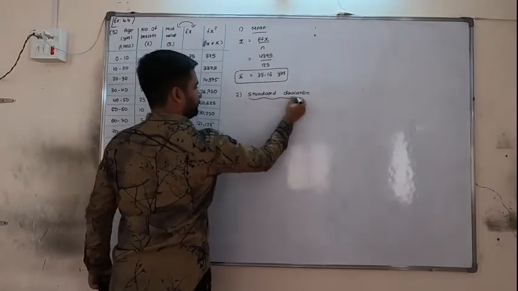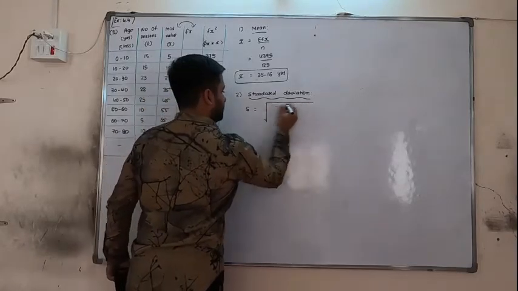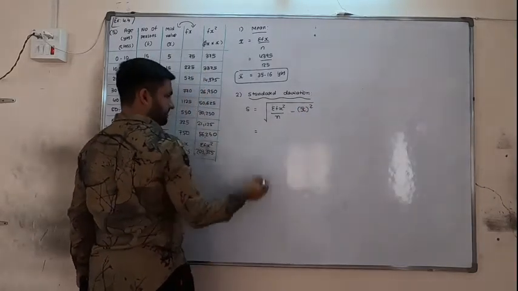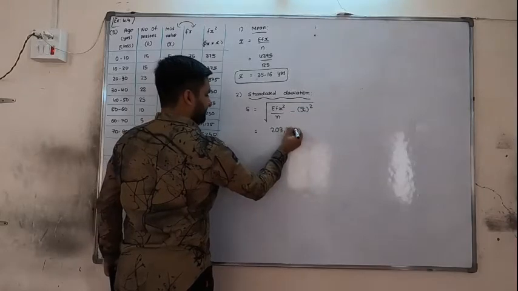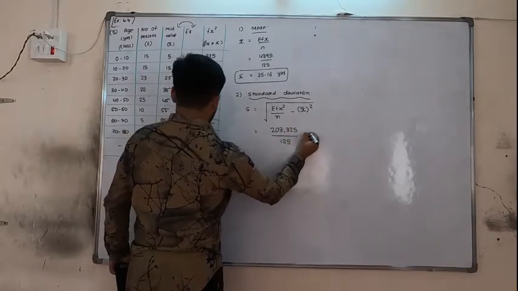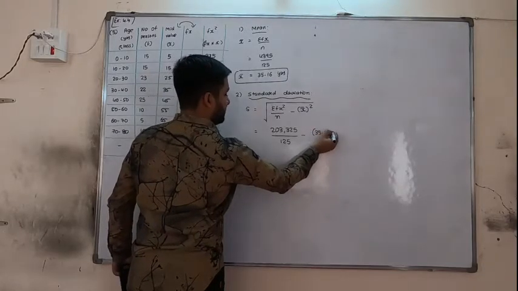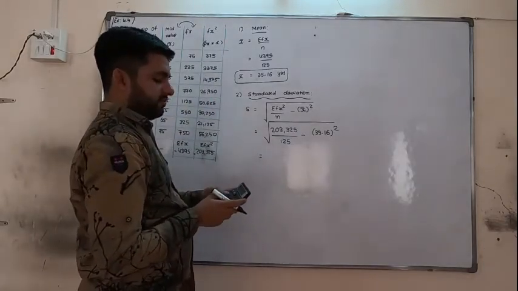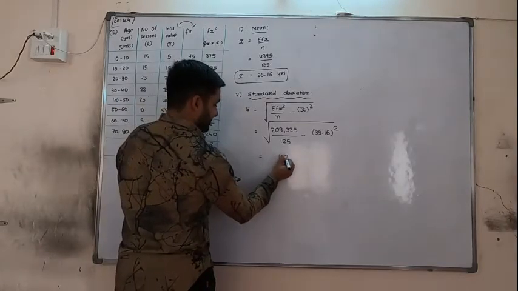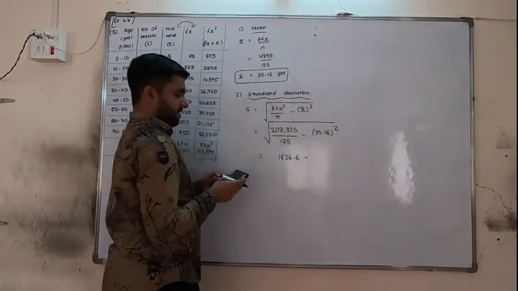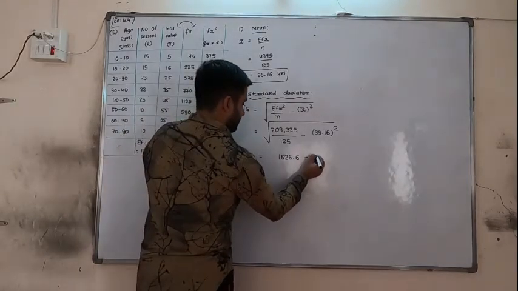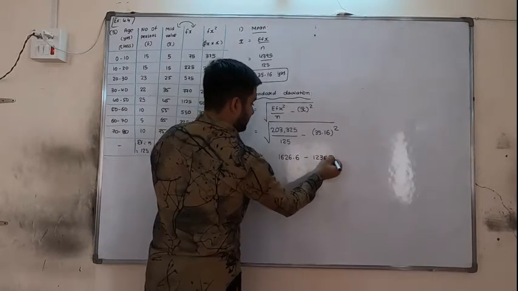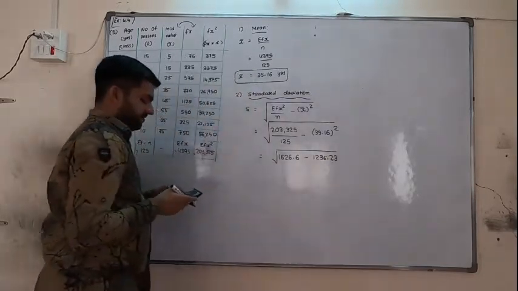Standard deviation. S is equal to the square root of sigma fx square by n minus x bar square. 2,03,325 divided by 125 minus 35.16 whole square, in the square root. 203,325 divided by 125 is 1626.6, minus 35.16 whole square, which is 1236.225. Check very carefully.